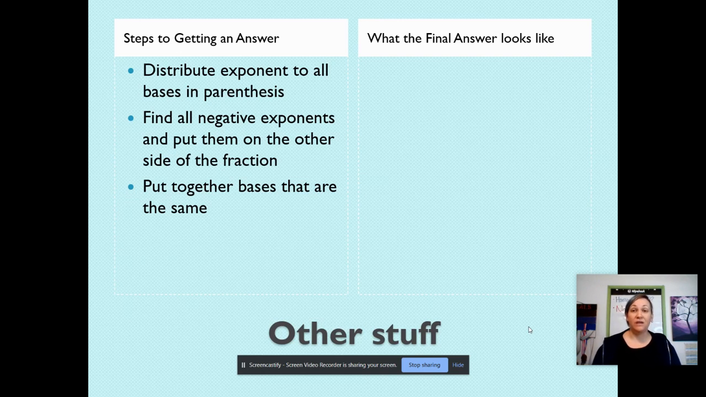At that point in time, if you end up with another negative exponent, go ahead and put it back down onto the bottom. So anytime you see a negative exponent show up in the problem, move it to the other side of a fraction.